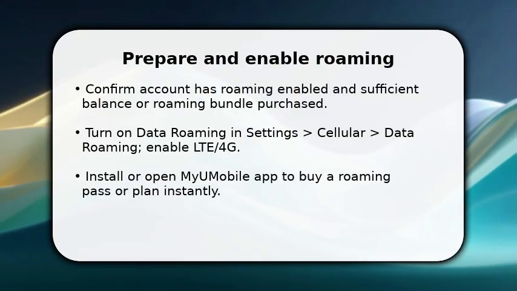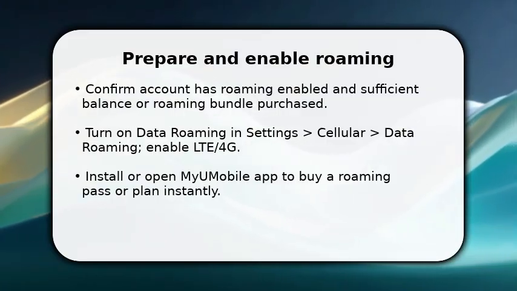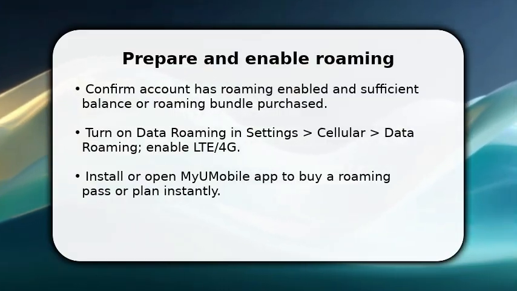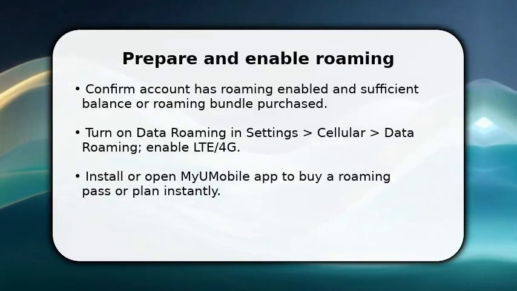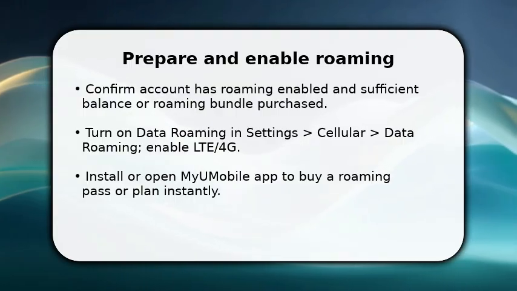Start now. Confirm your U-Mobile account has roaming allowed and enough credit or an active roaming bundle. Next, open Settings and turn on data roaming and LTE/4G so your phone can register abroad.